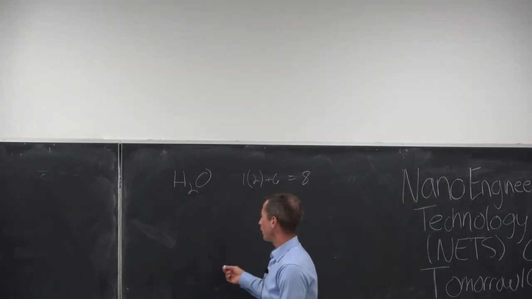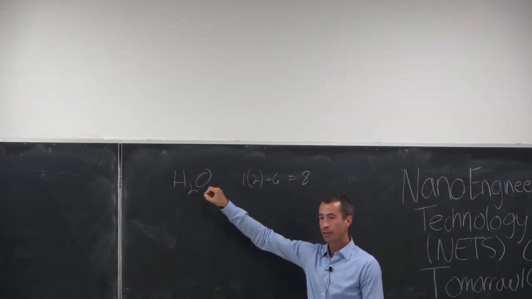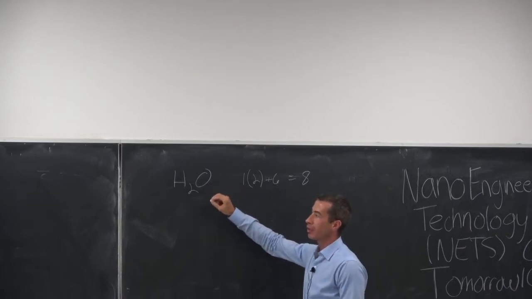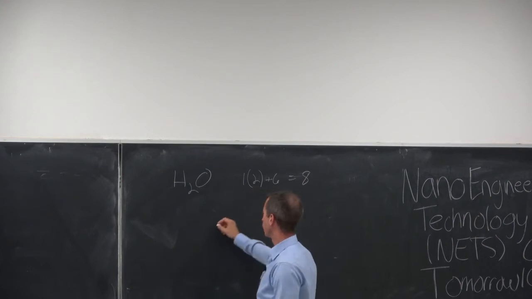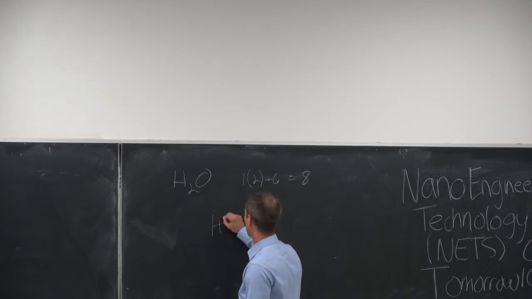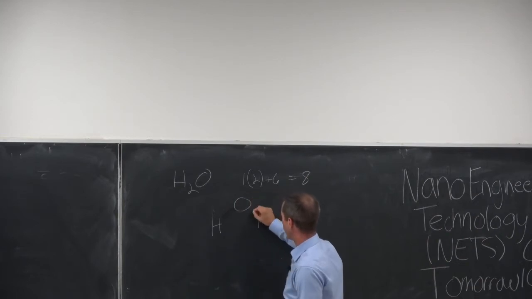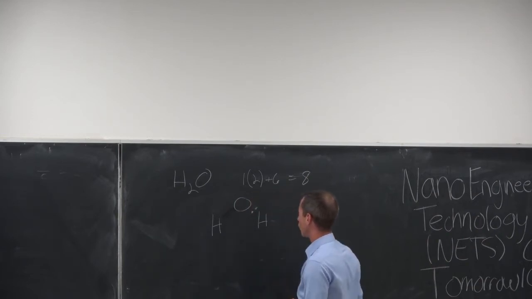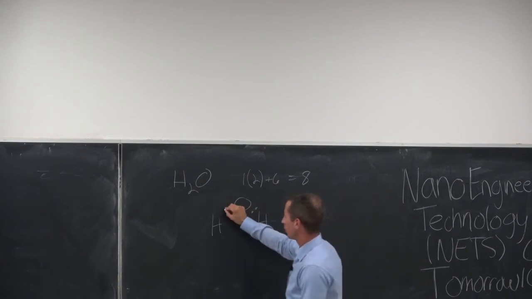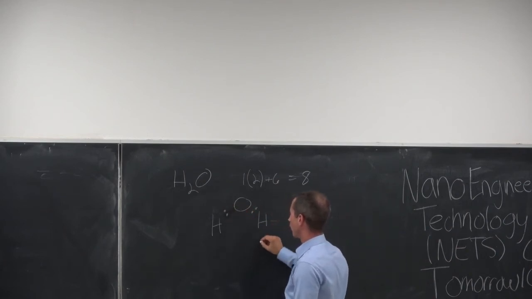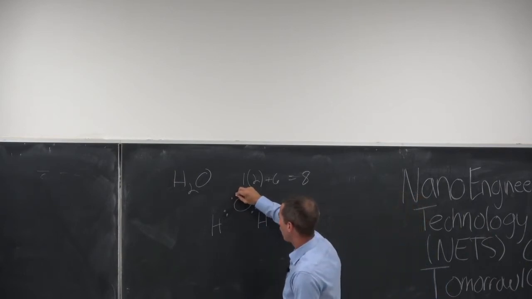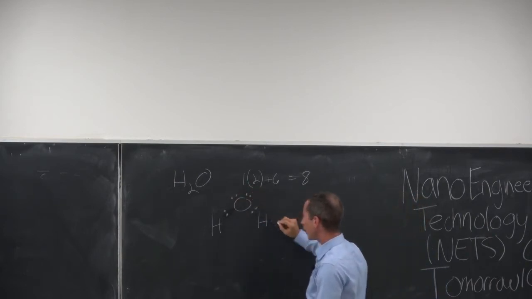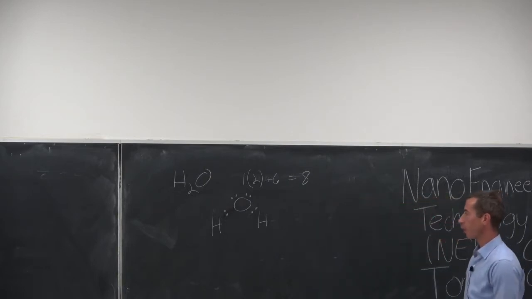How many bonds can oxygen have? Generally, it has 2, right? And hydrogen then has 1, right? So actually, let's draw it more simply. So there's 2 electrons that are shared. The remaining, we've got 4 left. Oxygen wants 8. So that's what the Lewis dot structure of water would look like.